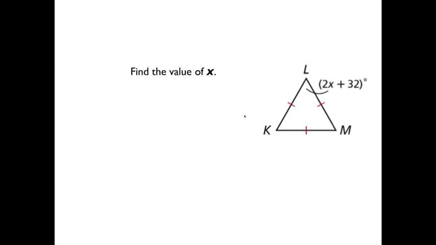Here I have an equilateral triangle and they gave me one angle. Now I don't have to set all three of these equal to 2x plus 32 and add up to 180 degrees. Because recall, if a triangle is equilateral, it's equiangular. If it's equiangular, all three angles are 60 degrees. So I can just simply set the 2x plus 32 equal to 60 degrees. That's the easiest way to approach this problem.